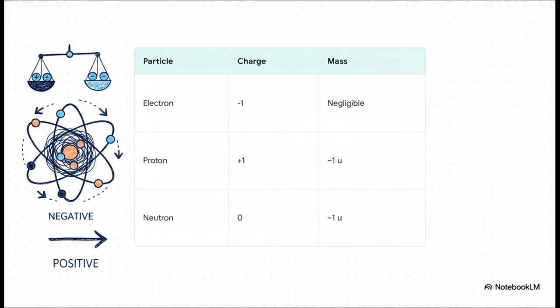Then you've got the heavy lifters packed safely inside that dense nucleus. There are protons, discovered by Rutherford, carrying a +1 charge, and neutrons, which James Chadwick found later, carrying 0 charge. Both of these have a mass of roughly 1 atomic mass unit. The absolute vital takeaway here: the electrical neutrality of the atom. It perfectly balances the negative electrons outside with the positive protons on the inside.